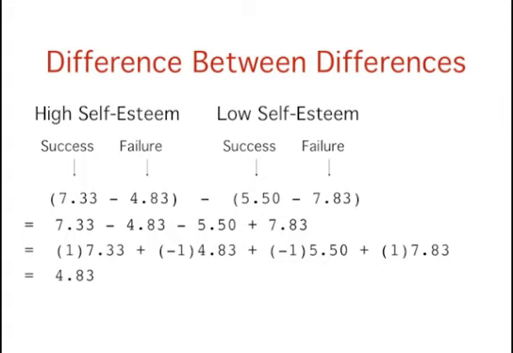If it is hard to see where the coefficients 1, -1, -1, and 1 came from, consider that our difference between differences is computed by subtracting the difference between the success and failure groups for the low self-esteem subjects from the difference between the success and failure groups for the high self-esteem subjects. Notice how these formulas compute this difference. The subtraction sign reverses the signs of the means of the low self-esteem group. The values in the parentheses in the second to last line are the coefficients. This equation sums to 4.83, so this is our value of L.